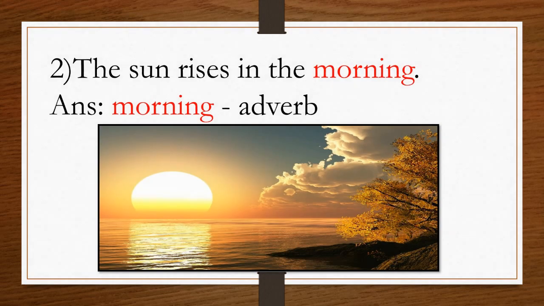The next example is, the sun rises in the morning. Now tell me what is the verb in this sentence? Very good. Rises is the verb. So, rises is an action word. So, when is the action happening? In the morning. Very good. So, morning is an adverb because it is telling us when is the action happening.